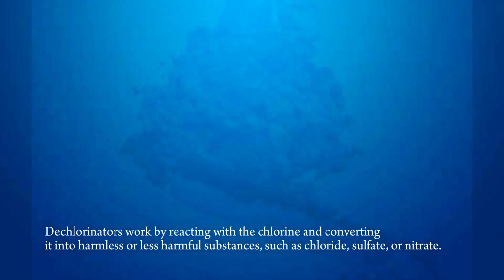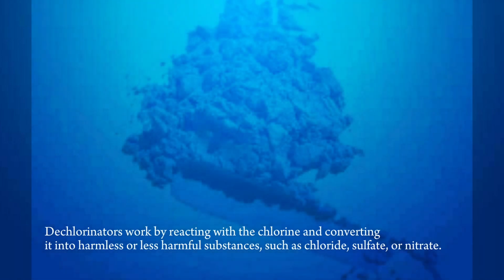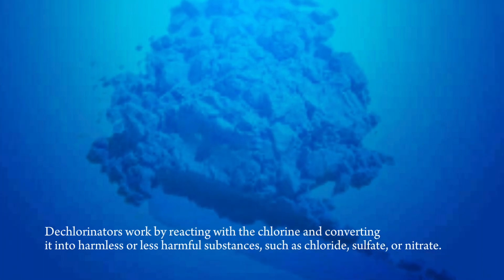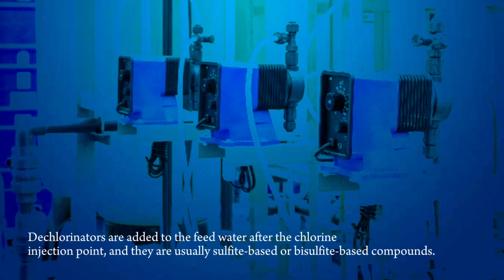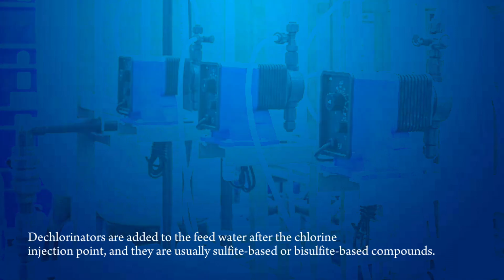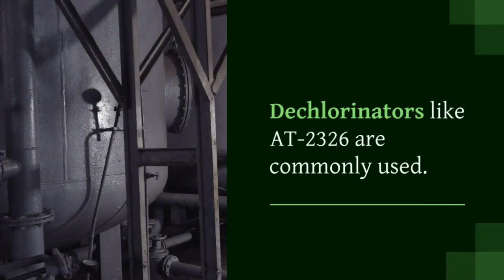Dechlorinators work by reacting with the chlorine and converting it into harmless or less harmful substances, such as chloride, sulfate, or nitrate. Dechlorinators are added to the feed water after the chlorine injection point, and they are usually sulfite-based or bisulfite-based compounds. Some examples of dechlorinators are AT2326 and AT2591.